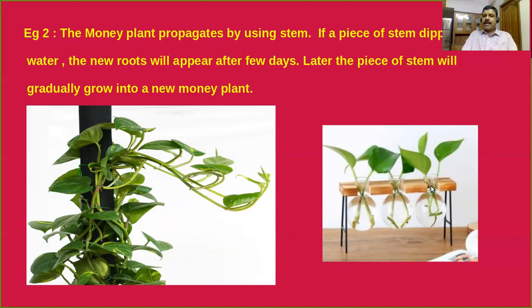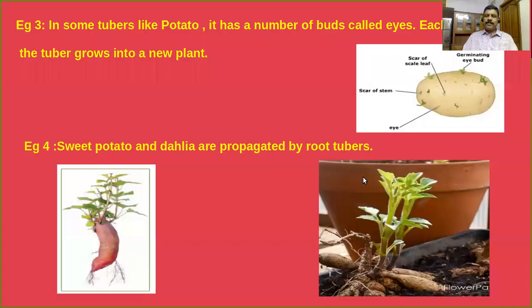Look at the second diagrammatic representation. Here you can see some stems of the money plant have already been dipped in water. After a few days, what happened? The leaves may develop on the stem. Later, each and every piece of the stem will gradually grow into a new money plant. Is it clear? We have to discuss two more examples.